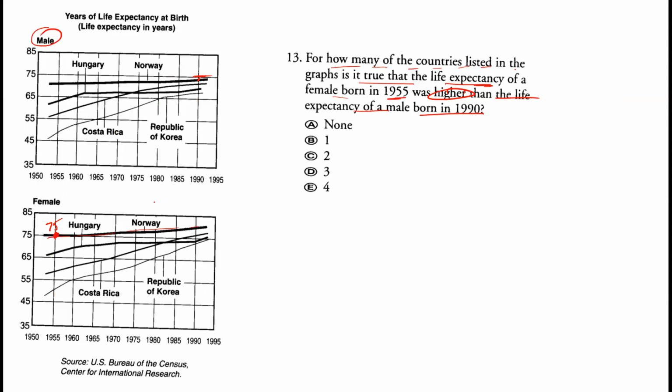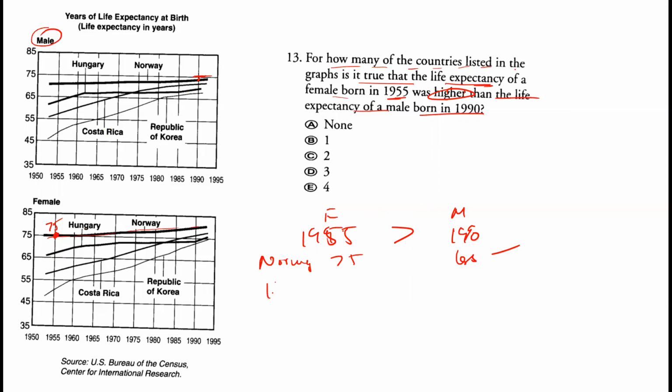So this holds true. So the 1955 female life expectancy is more than the 1990 male life expectancy. So it's 75 over here. For males in Norway, it is less than 75. So this holds true. Now let's check other countries as well.